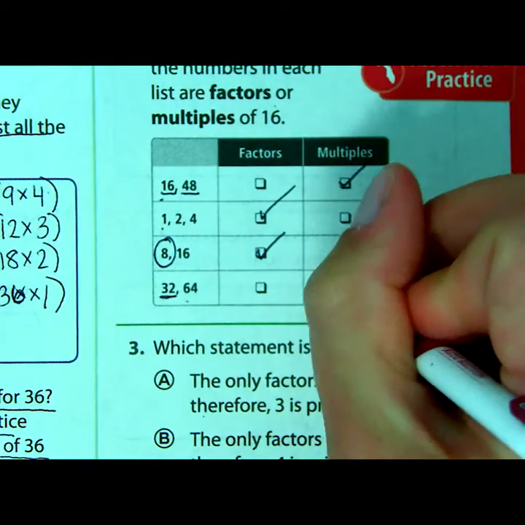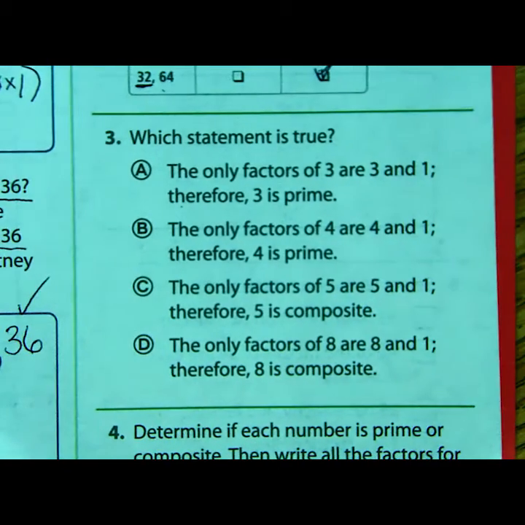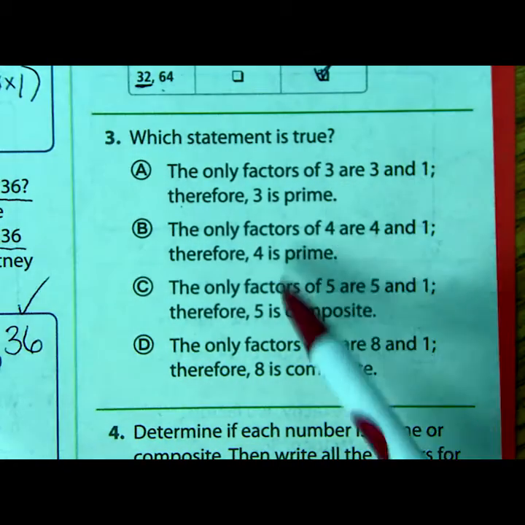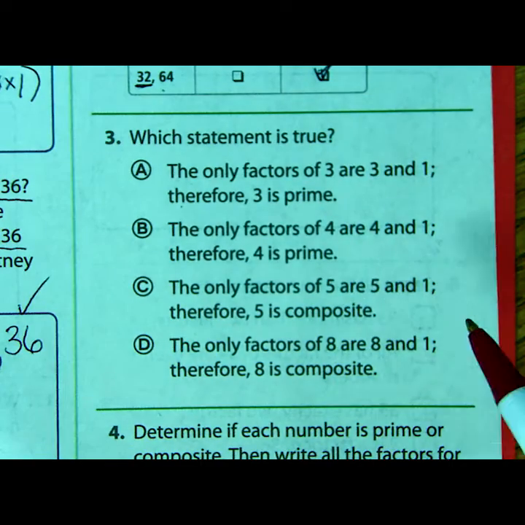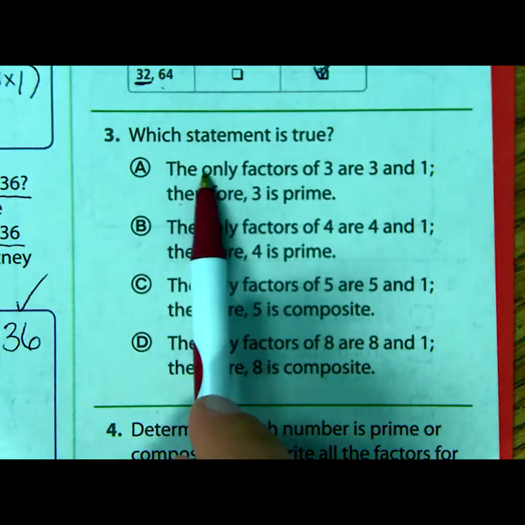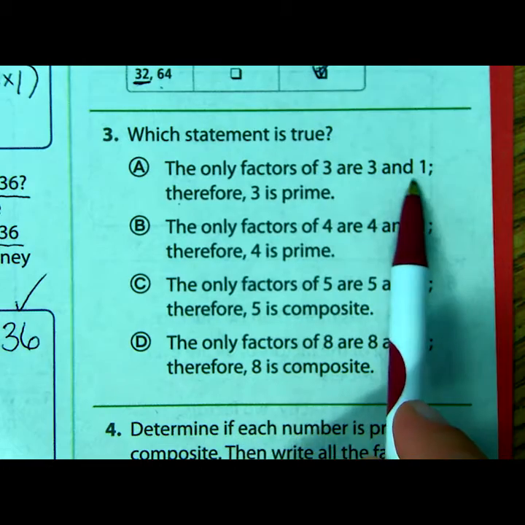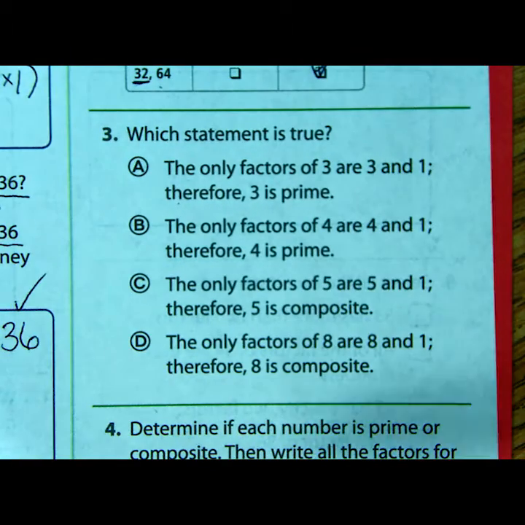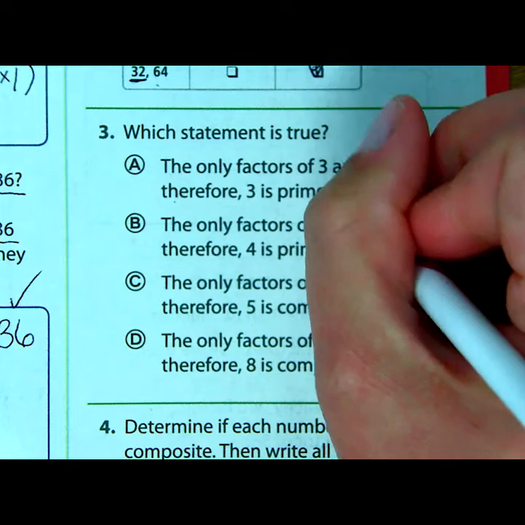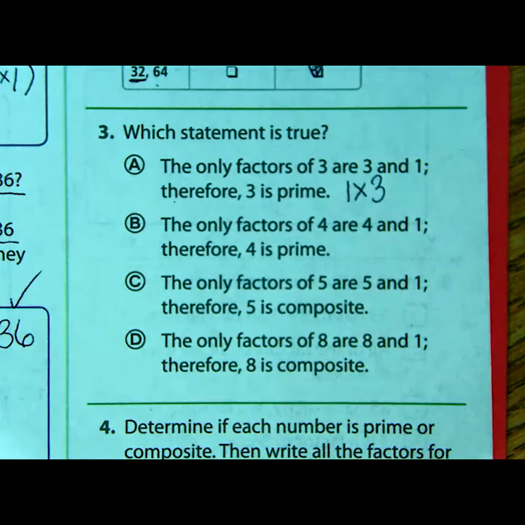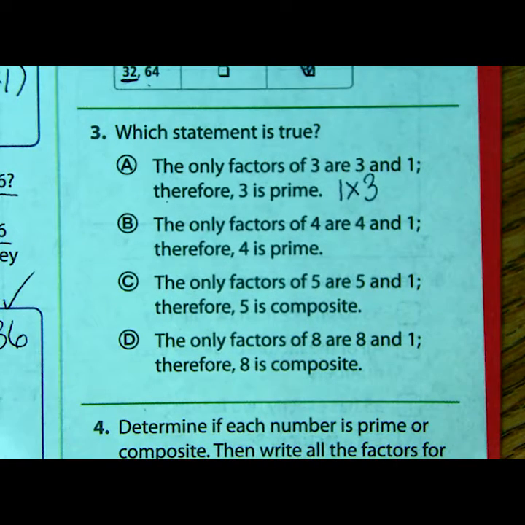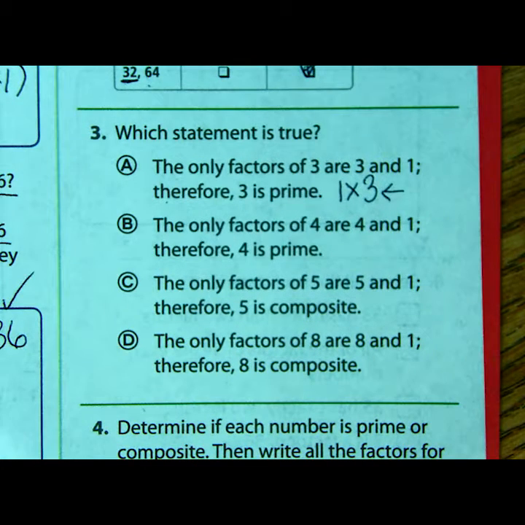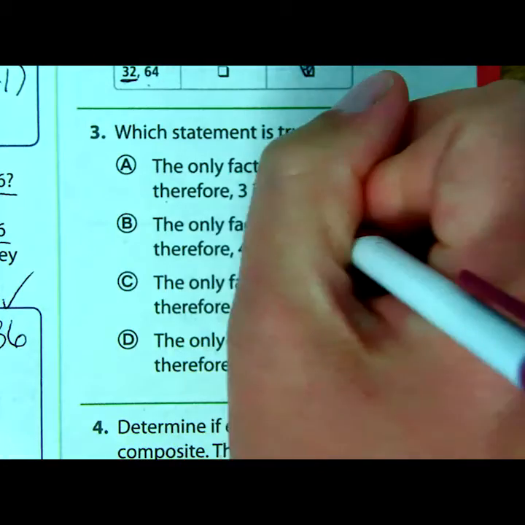This is a multiple. Number 3, which statement is true? We have all these statements about prime or composite, and we have to figure out which one is true. The only factors of 3 are 3 and 1, therefore 3 is prime. So think about the number 3. I can multiply 1 times 3. Can I multiply 2? No. 3? That's the same as this, 3 times 1, it's just the commutative property and they're flip-flopped. So this is true because this number is prime.